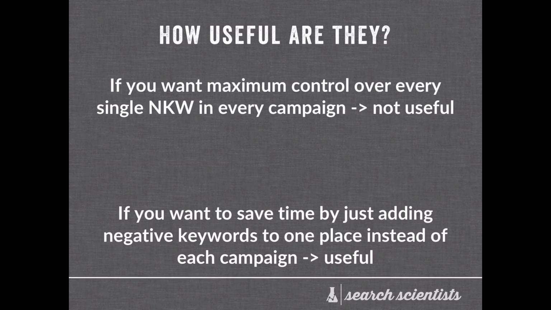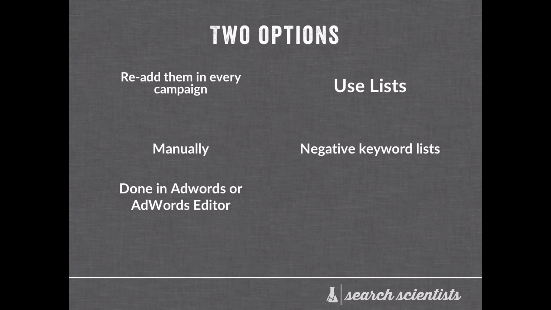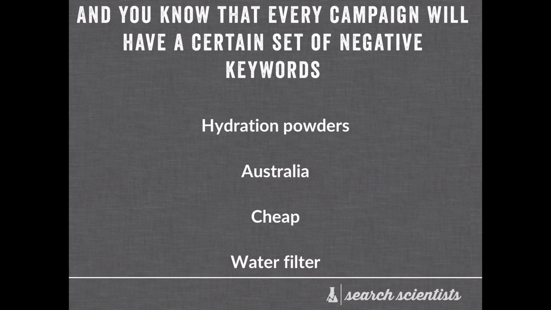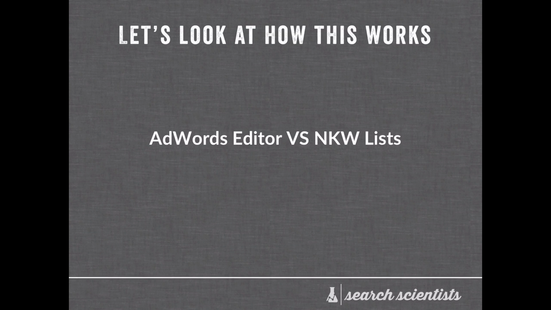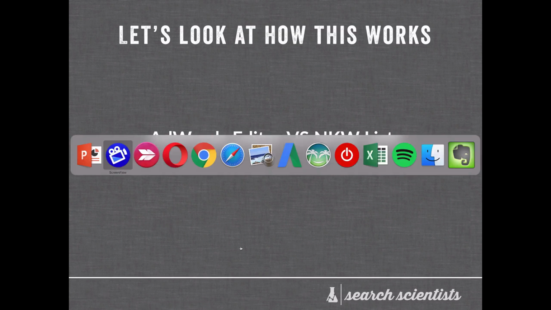However, for the overwhelming majority of people, if you wanted to save time by just adding your negative keywords to just one place instead of individually in every single campaign, it's going to be useful, especially in the situation that I described before, where you know that there's going to be terms that are always going to be irrelevant. So you can have a list of terms that you know no matter what. Even if you want to refine each campaign, you have this base level list that's going to be applied for everything. So let's actually take a look at how this works.